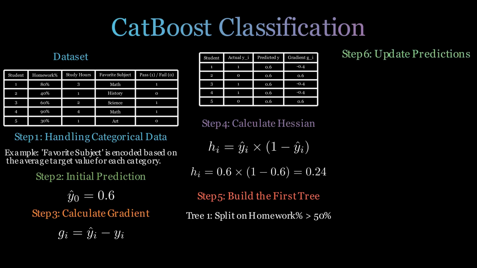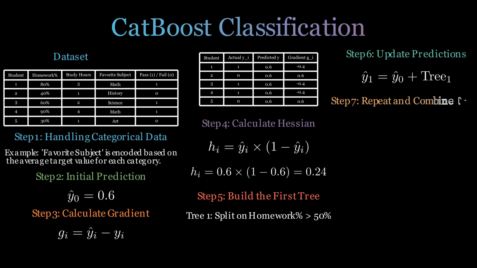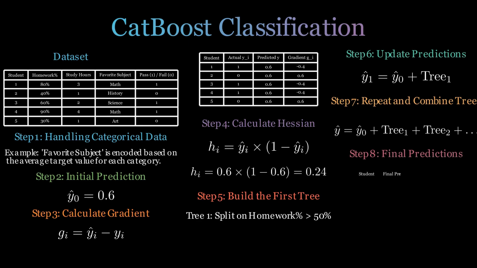After building the tree, we update our predictions by adding the tree's output to the initial prediction. We repeat the process, adding more trees to correct the mistakes of the previous trees. The final prediction is the sum of all the trees' outputs. Here are the final predictions. For example, student 1 has a 91% chance of passing. So we predict they will pass.